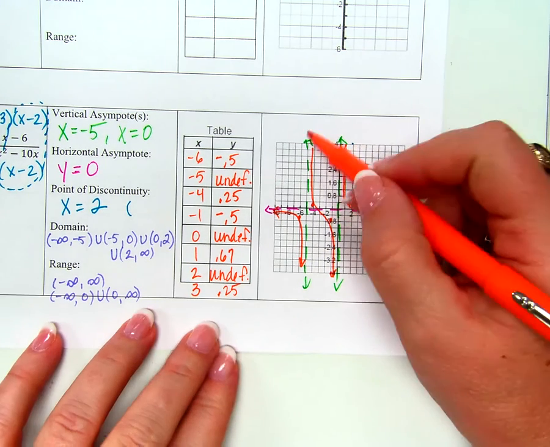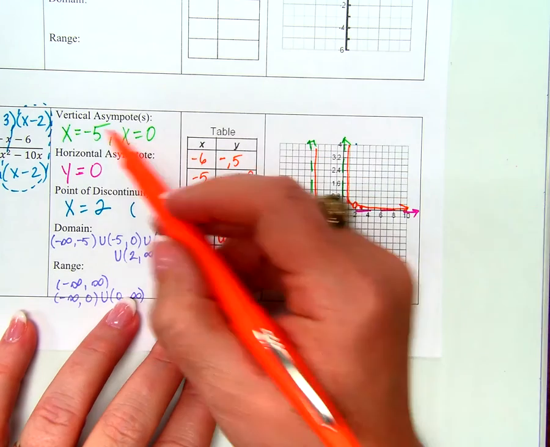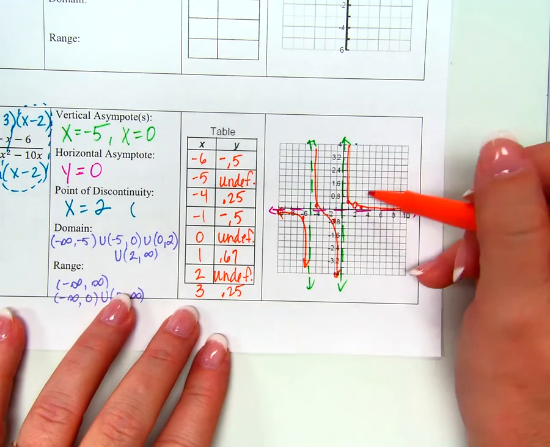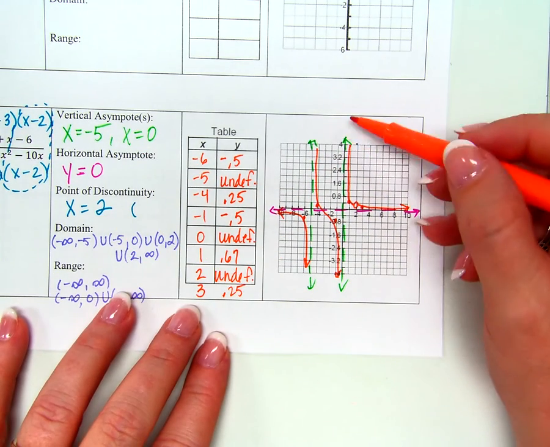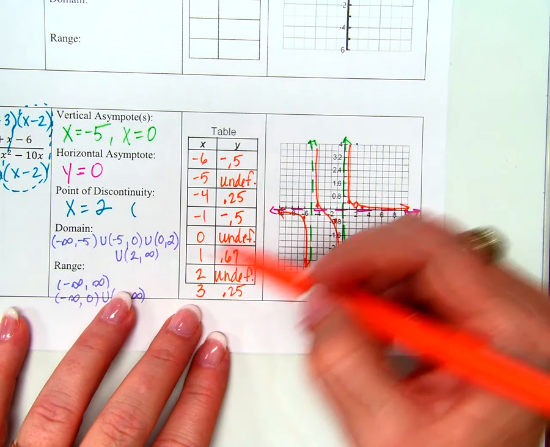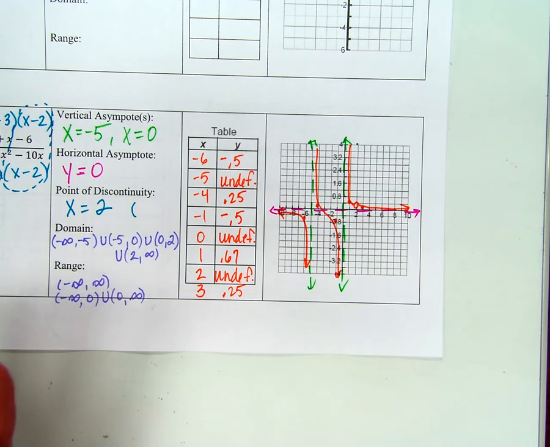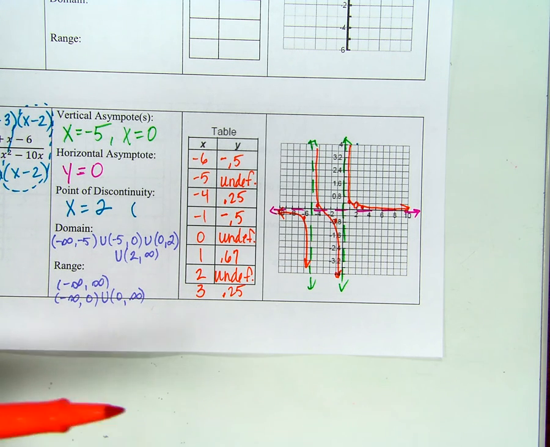There's two asymptotes because there's two vertical asymptotes, and there's one hole because there's one point of discontinuity. But absolutely, there are three things happening because there are three undefineds in the table, yes. So whenever there's one undefined, you either have one asymptote or you have one hole, if there's one undefined in the table. Not necessarily, but maybe. It doesn't always work that way, but maybe.